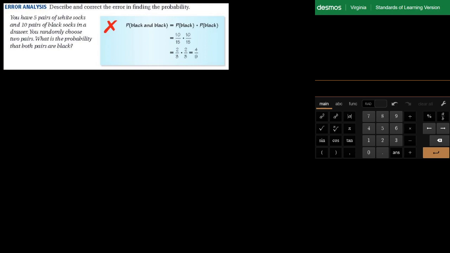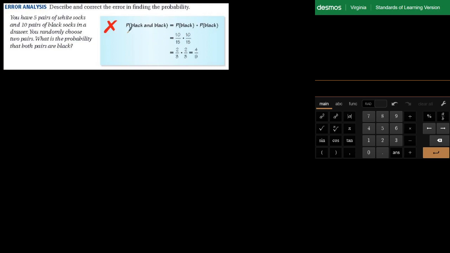Describe and correct the error in finding the probability. It says you have 5 pairs of white socks and 10 pairs of black socks in a drawer. You randomly choose 2 pairs. What is the probability that both pairs are black? Again, the answer that they give is incorrect, and so we need to find out what is wrong about it.